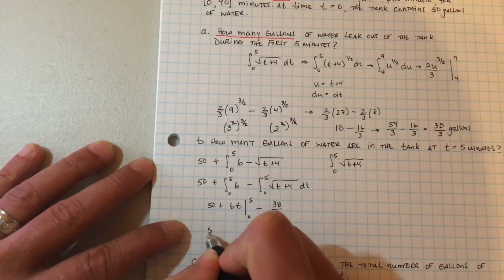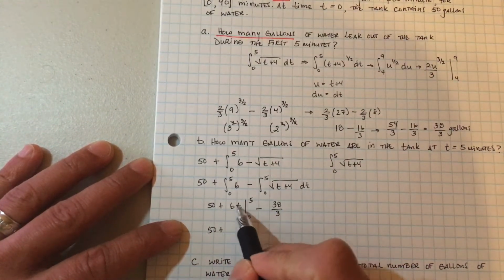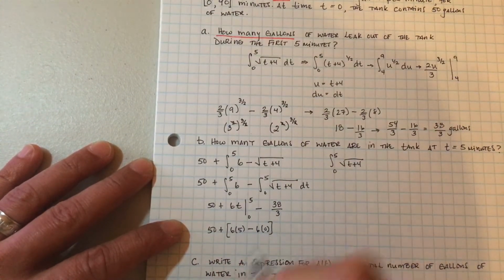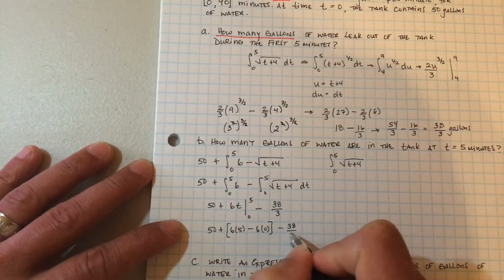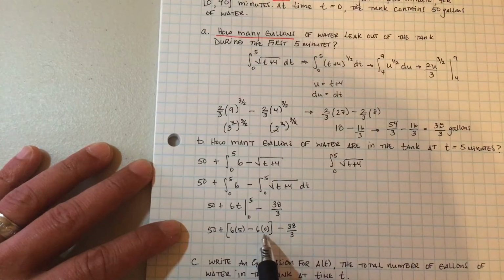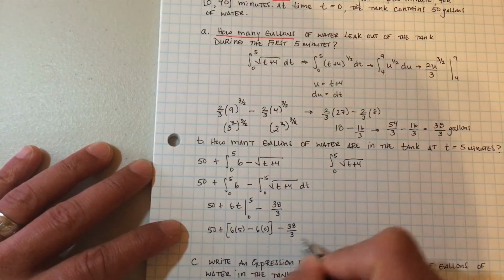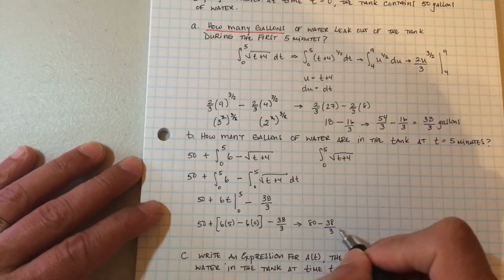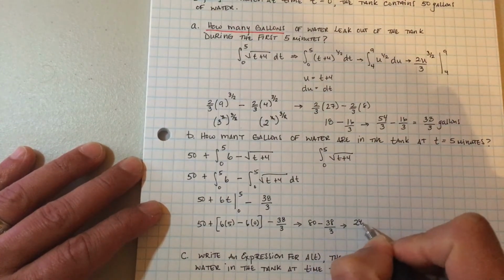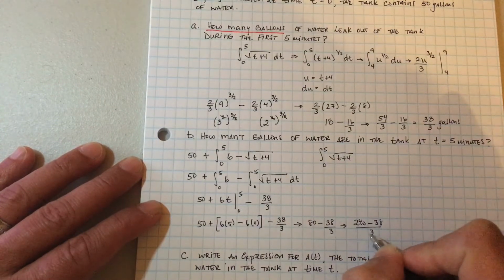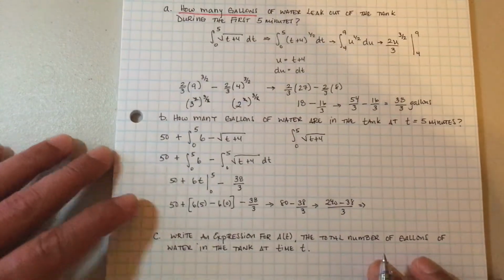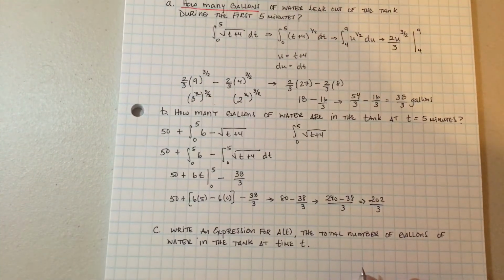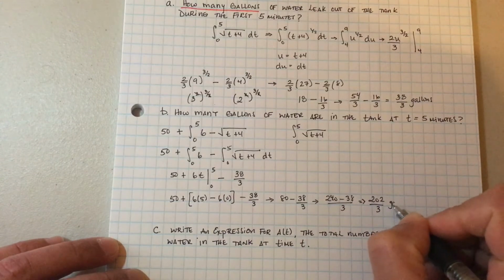So now I have 50 plus, well, 6 times 5. Let me just do it in brackets. 6 times 5 minus 6 times 0, and then the minus 38 thirds. So 6 times 5 is 30. That's a 0. 50 plus 30 gives us 80 minus 38 thirds. And then you do the math, that gives you 240 minus 38 over 3. And what is that going to give you? 202 thirds of gallons.